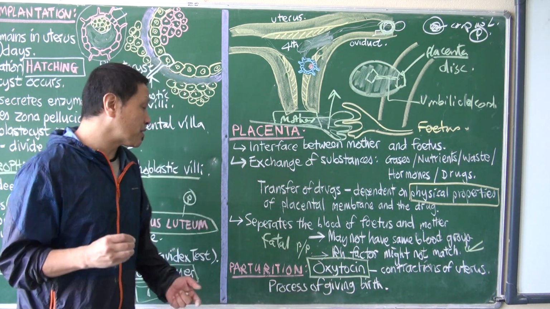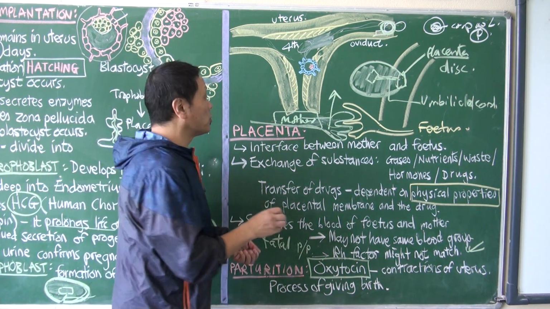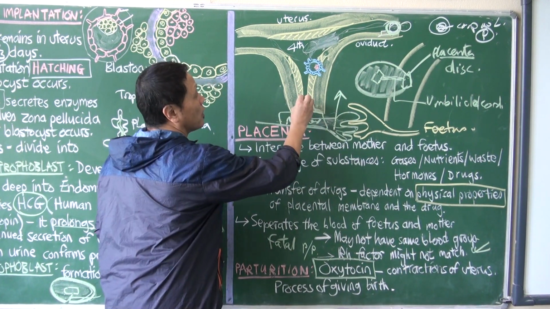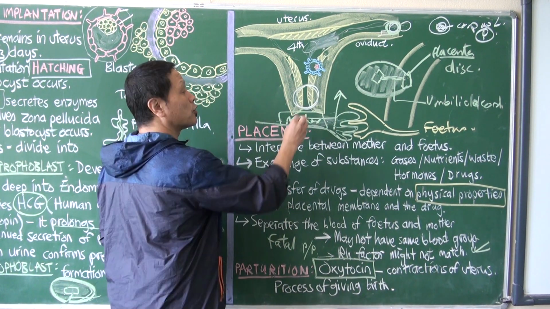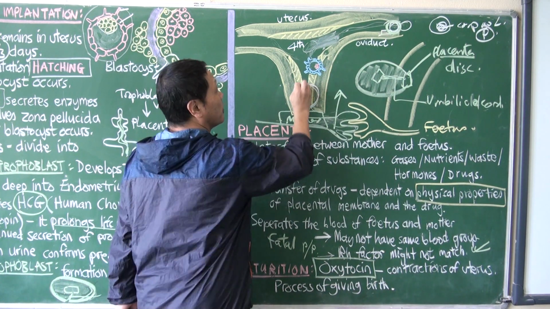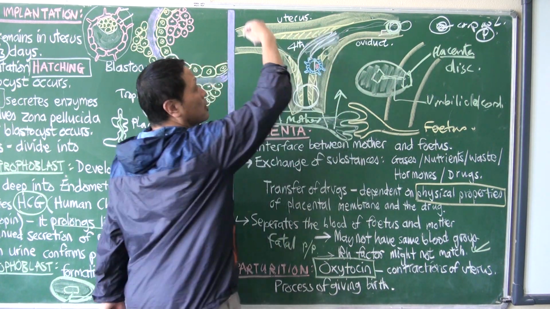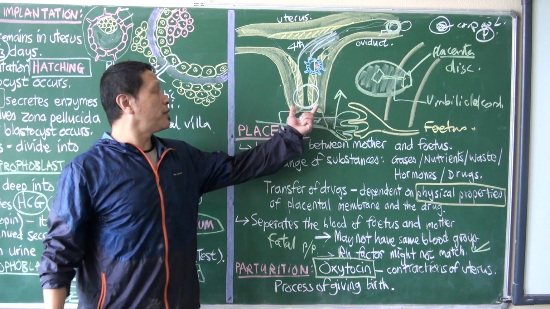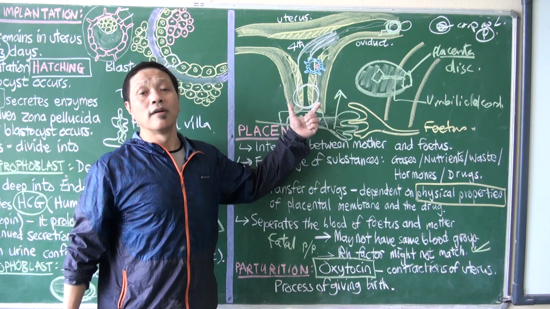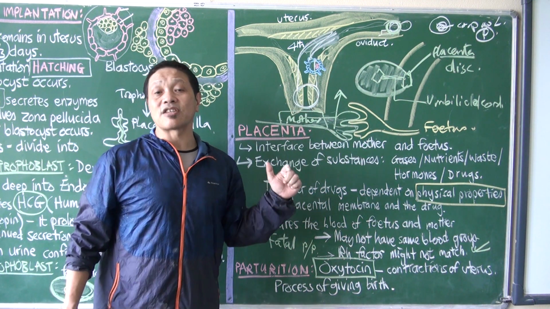And the best position of the baby would be, if this is the cervix, the head has to be towards the cervix, towards the opening, and the body with the legs above. So this would be the best position of the fetus for natural birth.